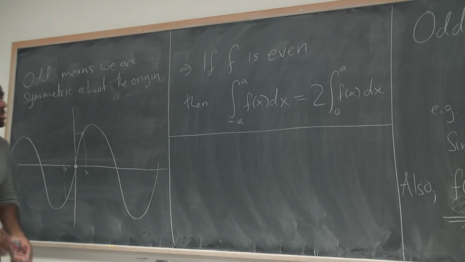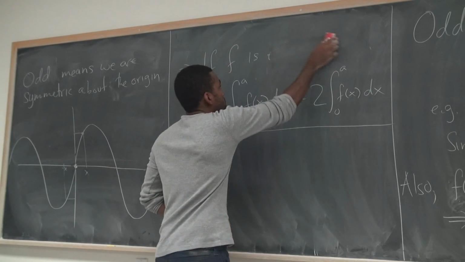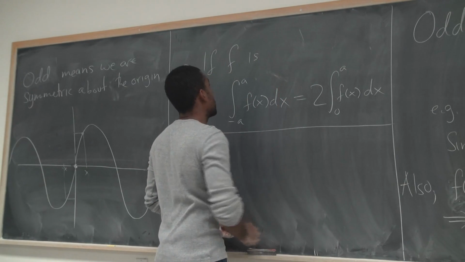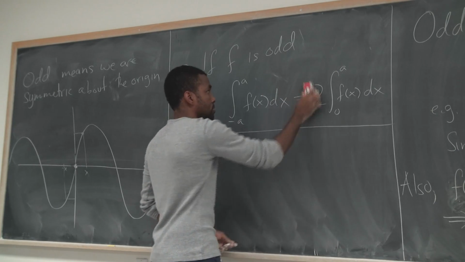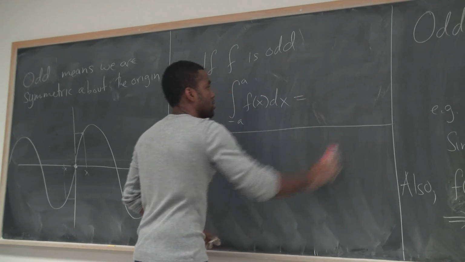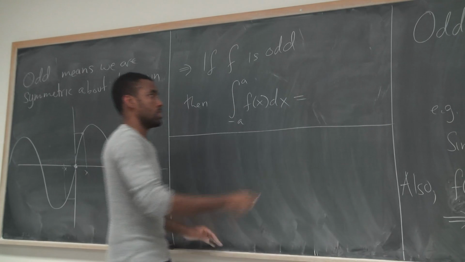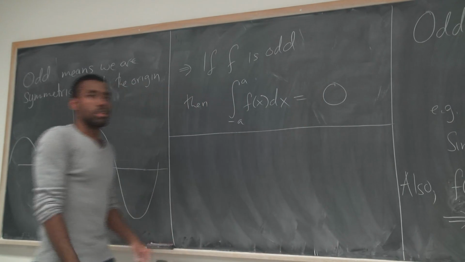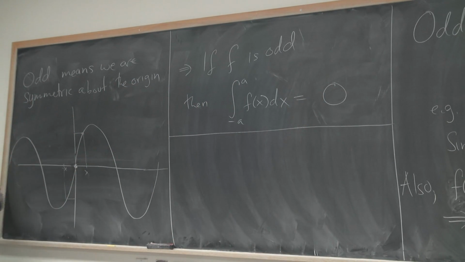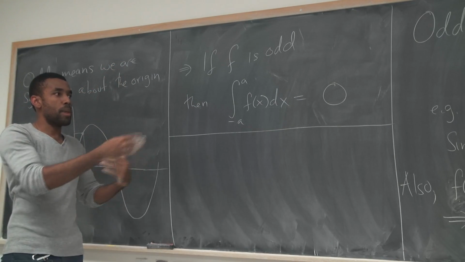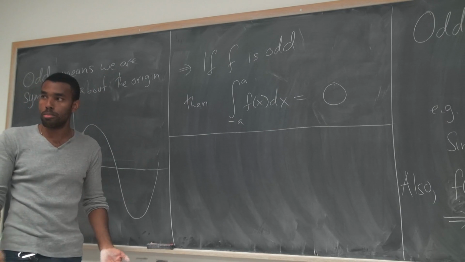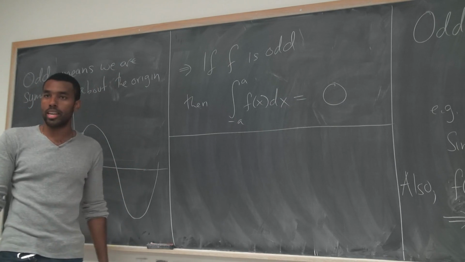So sine is odd. As far as calculus is concerned, if f is odd, then this is 0, right? Because one side will be the negative of the other side. So if I integrate from 0 to a, I get some number. If I integrate from minus a to 0, I get the negative of that number. And so when I add them together, I get 0.